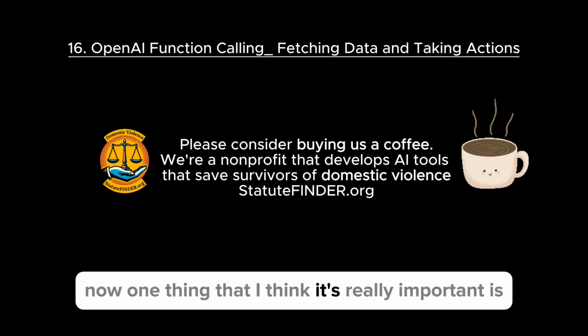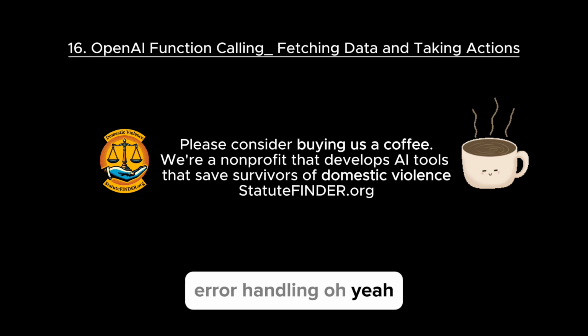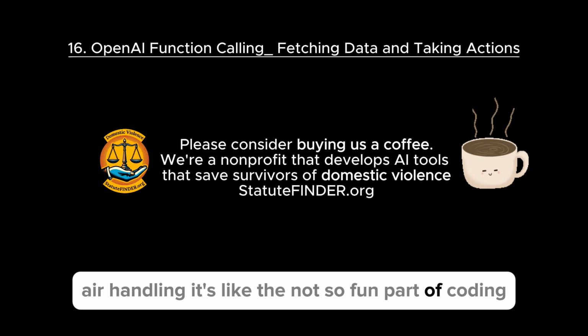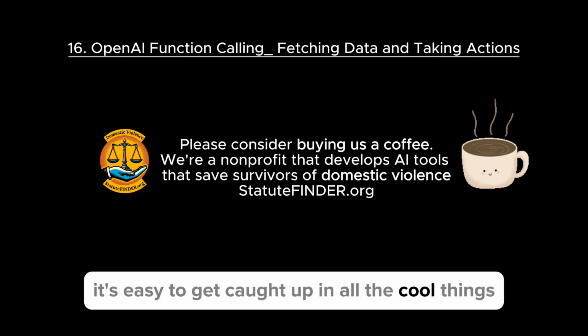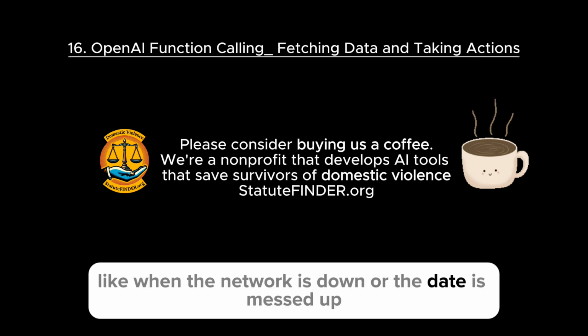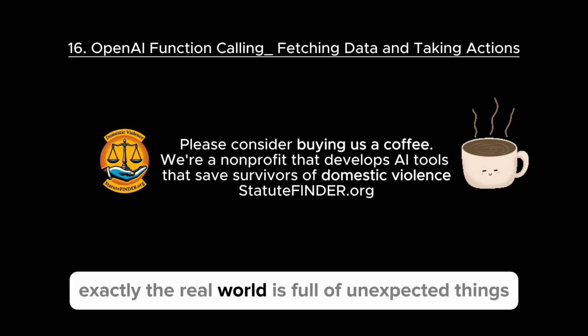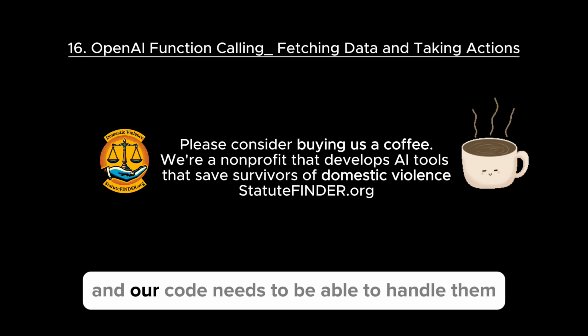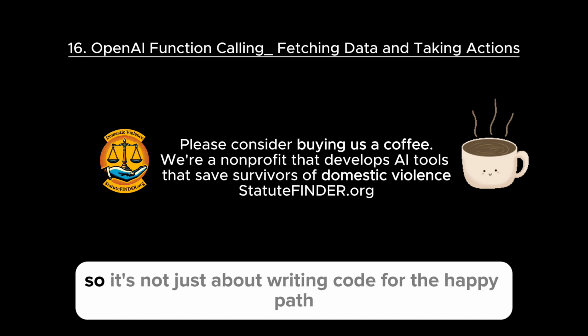Now, one thing that I think is really important is error handling. Oh yeah, error handling. It's like the not-so-fun part of coding. It's easy to get caught up in all the cool things that AI can do, but we need to be prepared for when things go wrong. Right, like when the network is down or the data is messed up. Exactly. The real world is full of unexpected things, and our code needs to be able to handle them. So it's not just about writing code for the happy path.